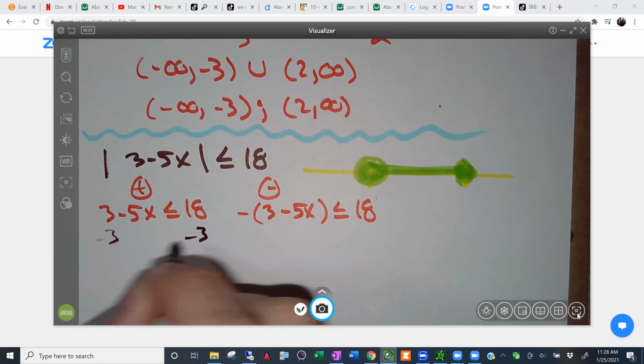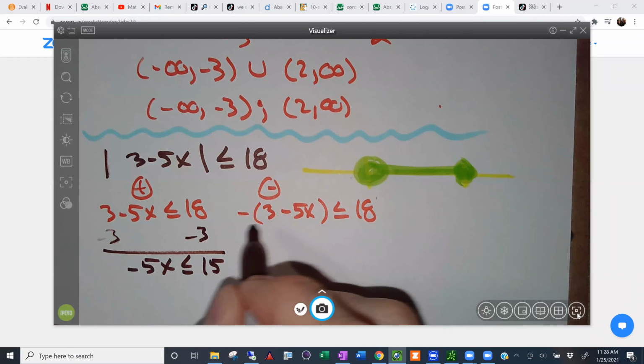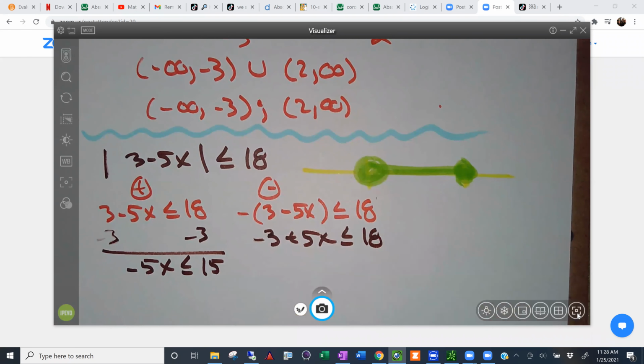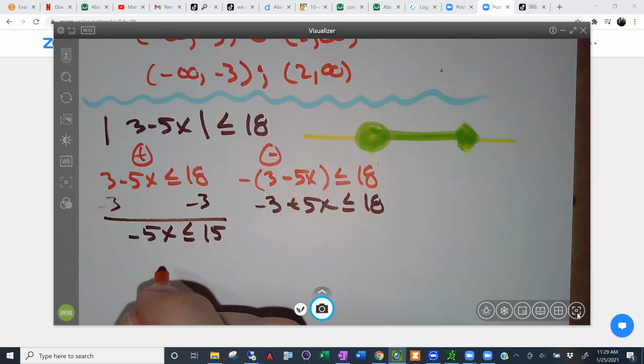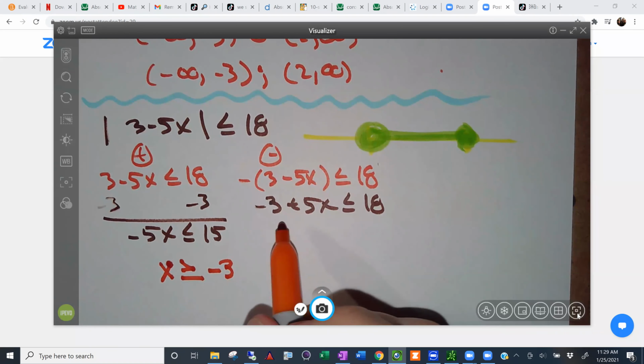I'll subtract 3 from both sides. Negative 5x is less than or equal to 15. Here, I got to distribute that negative. Dividing both sides by negative 5. Someone want to tell me what I get here if I divide by negative 5? So the answer would be x is greater than or equal to -3. Perfect. Thank you. And Abby, I think I saw you try and answer as well. Thank you for that.